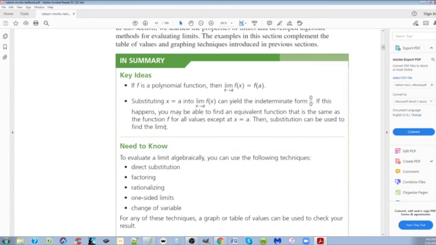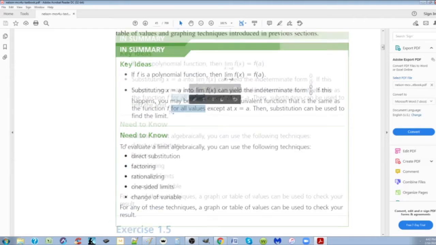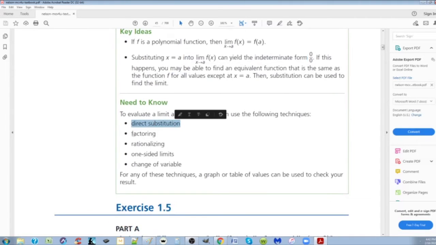Same with the root function that I described. If it's a polynomial function, then the limit is whatever can be substituted in. And then they give you the strategies: direct substitution, factoring, rationalizing, one-sided limits, change of variable. That's what we did with u cubed.